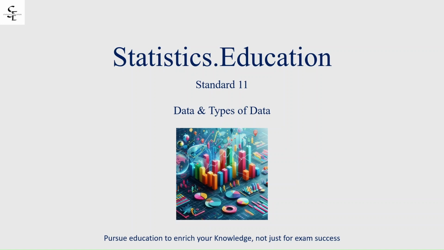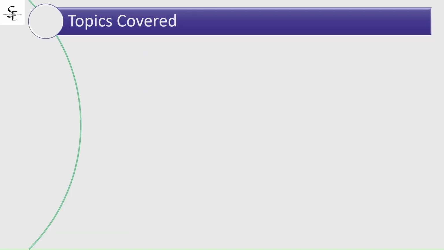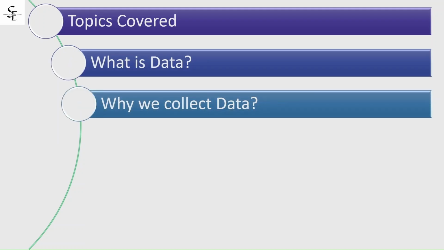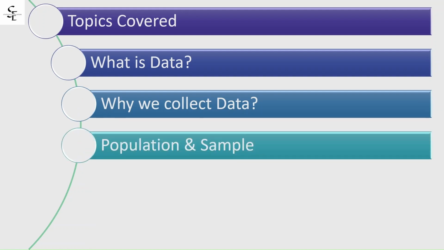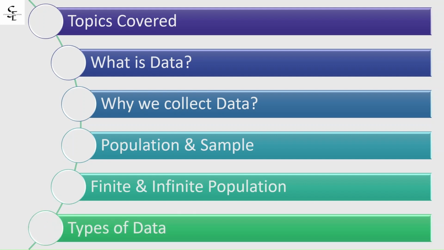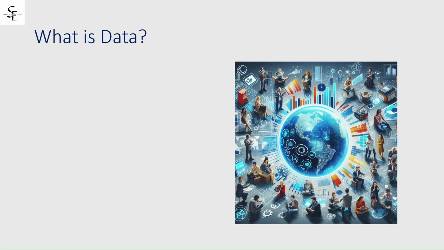Today, we are diving into data and its types. Now let's take a look at the topics covered in this video. First, we will explore what is data. Then we will talk about why we collect data. After that, we will discuss population and sample, followed by finite and infinite population. And finally, we'll wrap up with a brief introduction of types of data. So let's start the video with what is data.